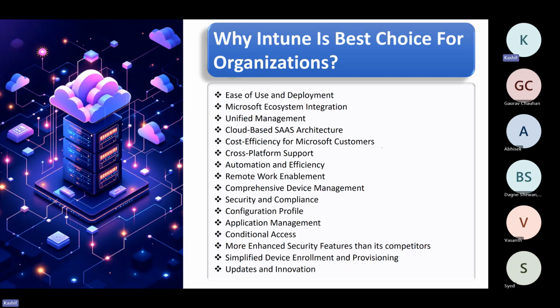Now why Intune is best choice for organization? Because it is easy for deployment, it has integration with Microsoft ecosystem, unified management, SaaS architecture, cost efficiency, cross-platform support, automation and efficiency, remote work enablement, comprehensive device management. It has security and compliance, configuration profile, application management, conditional access. It has more feature than its competitors. It has simplified device enrollment and provisioning, and updates and innovation. These are the factors why Intune is the best choice for organization.